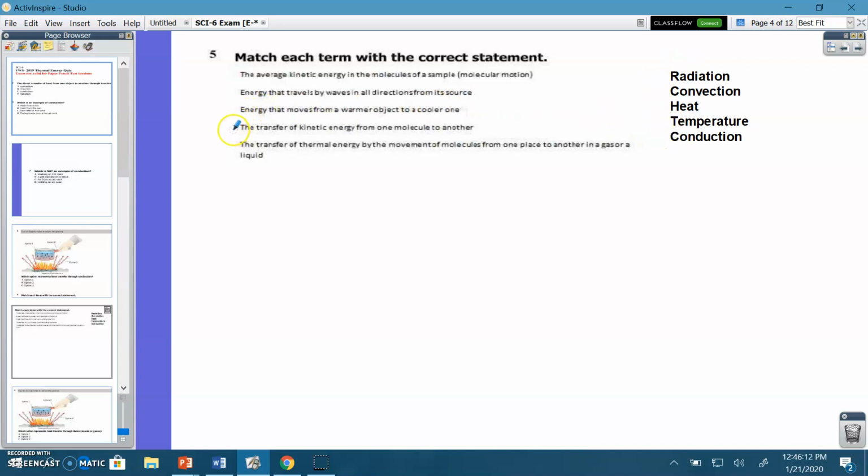The fourth one, the transfer of kinetic energy from one molecule to another. Radiation, convection, heat, temperature, or conduction. And the last one, the transfer of thermal energy by the movement of molecules from one place to another in a gas or a liquid. Is it radiation, convection, heat, temperature, or conduction? And remember, kinetic energy is energy in motion.